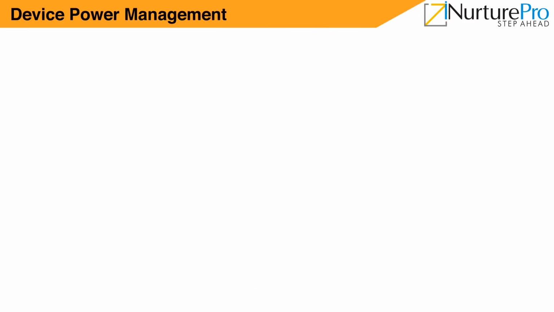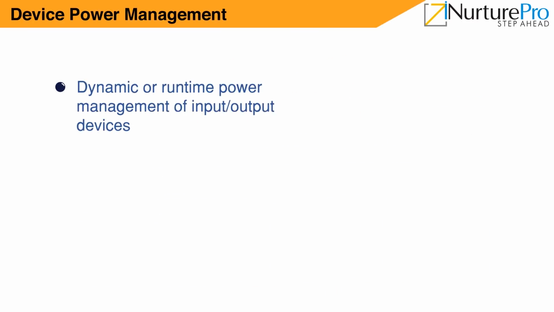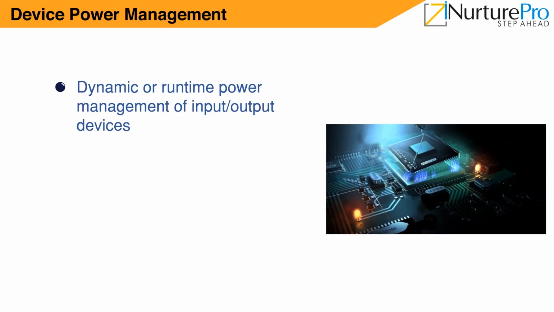Device power management involves dynamic or runtime power management of input or output devices. Runtime power management automatically assigns input or output devices into a low power state that they support when a particular device becomes idle at runtime. Apart from managing the power of input or output devices while they are in an idle state, there are other technological innovations that also help in saving input or output device power when they are in an active mode.